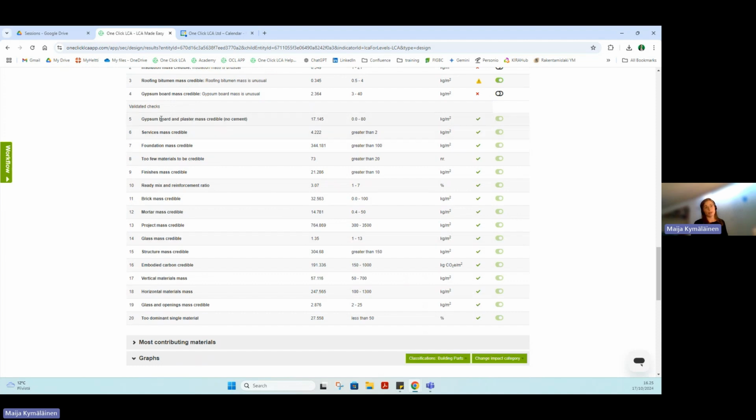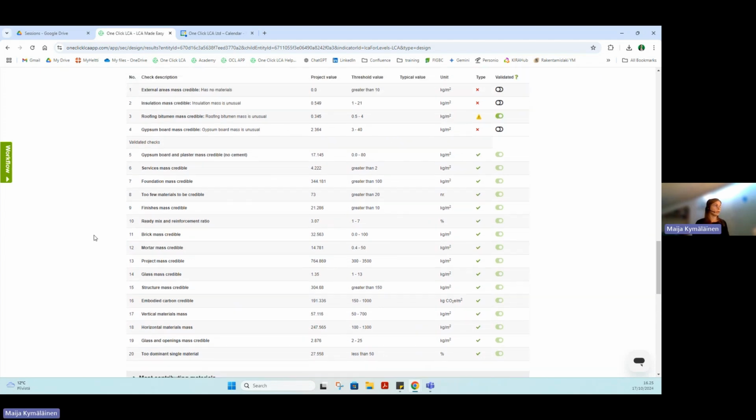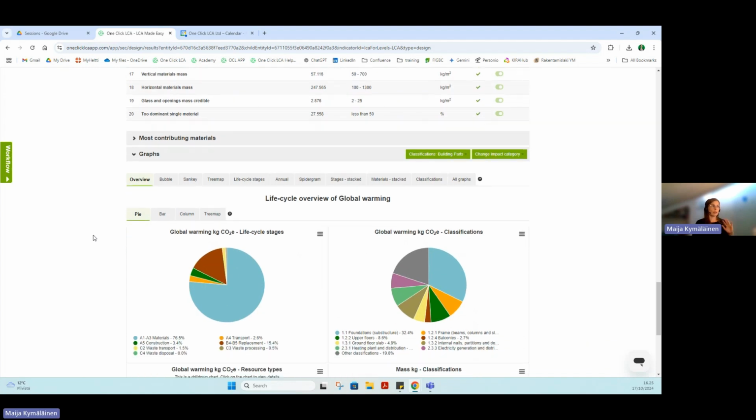And because this is created with Carbon Designer, it of course gives us these credible masses for foundations and finishes and glass and vertical masses and so on. So this is something that you can use as a check once you have filled in everything.